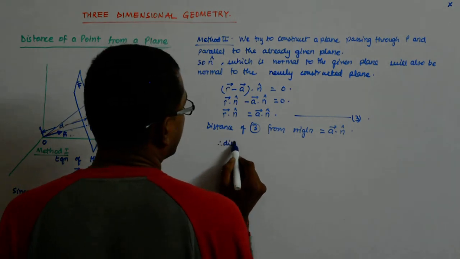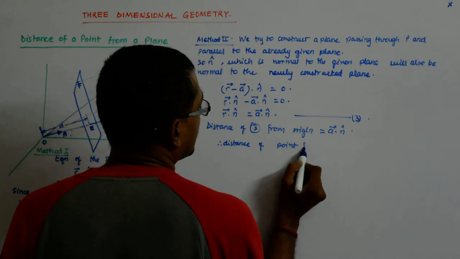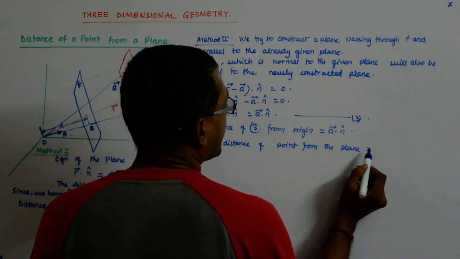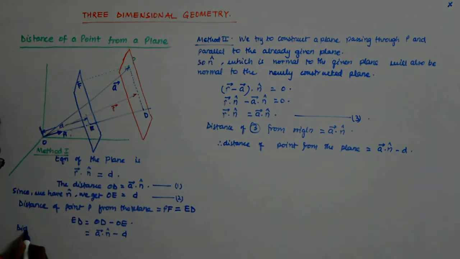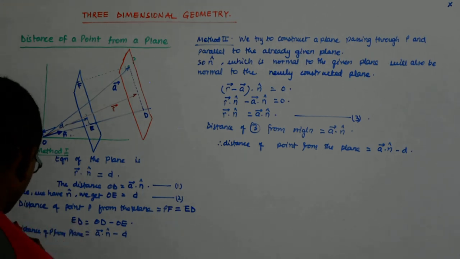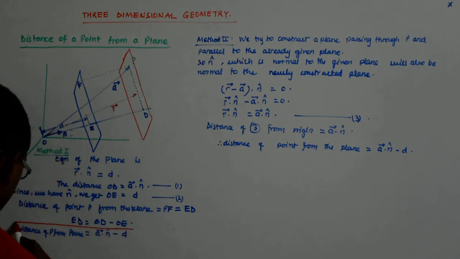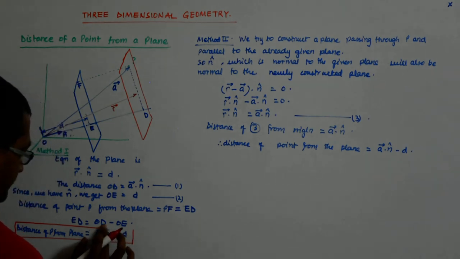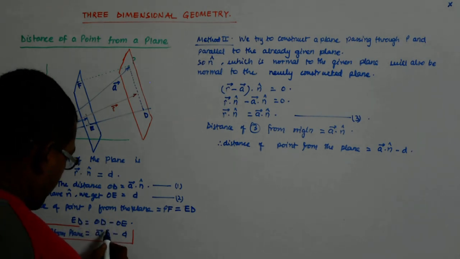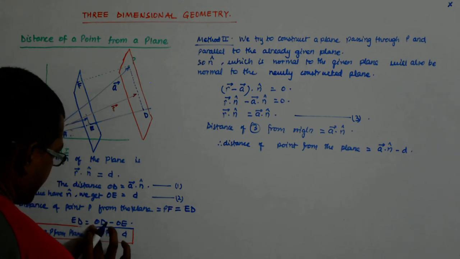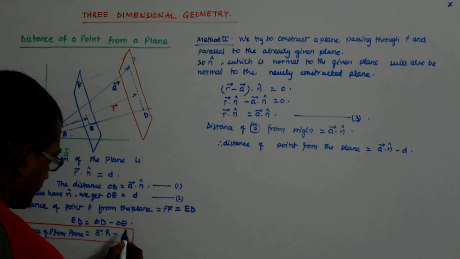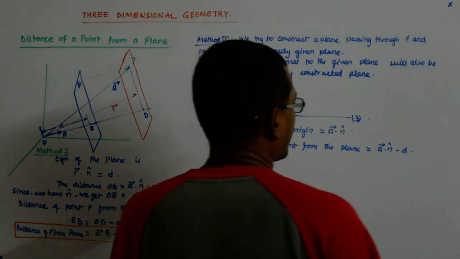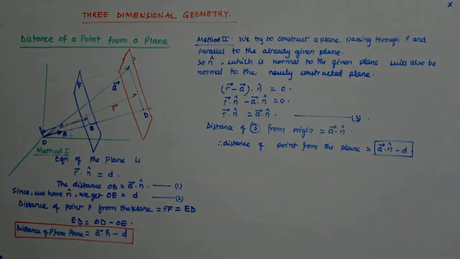So therefore, distance of the point from the plane is equal to A dot n cap minus D. So that we have already concluded. Okay. So distance of P from the plane is equal to this. So it is this. Okay. Distance of this thing, which is the same as this. So no issues.